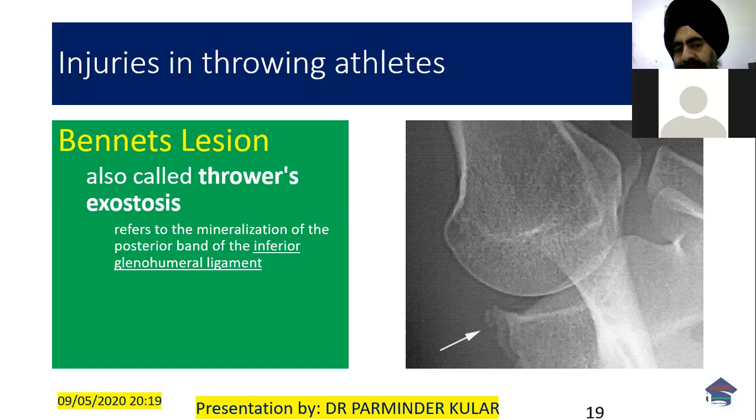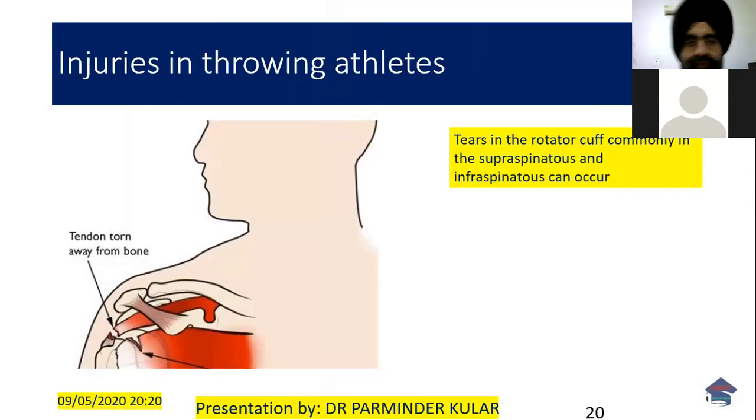Now I will be going from one slide to the next. You be careful, because these things are commonly asked in the MCQ. What is a Bennett lesion? It is a thrower's exostosis, mineralization in the posterior band of the inferior glenohumeral ligament. Then tears in the rotator cuff. The supraspinatus is the commonest muscle to be torn, followed by the infraspinatus. This is sometimes asked: which is the commonest muscle torn? It is the supraspinatus, but others are not immune to tear. We also find tears in the subscapularis.